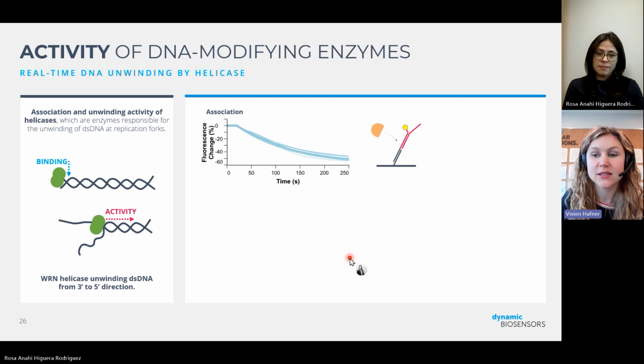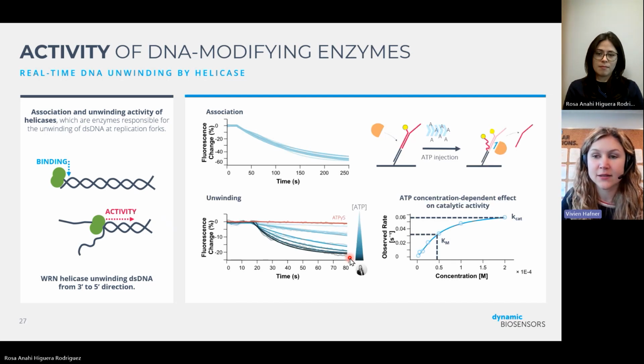Now, for the activity signal, we will see the signal the other way around. If we add the substrate, in this case ATP, in increasing concentrations, we will see a decrease in fluorescence. That is because in this case, the strands will be unwound, so the fluorescent dye will come closer to the surface again once the sequence is single-stranded, and we will see a decrease in fluorescence. We can also plot this as an observed rate over the concentration and derive different constants from this, like the kcat.